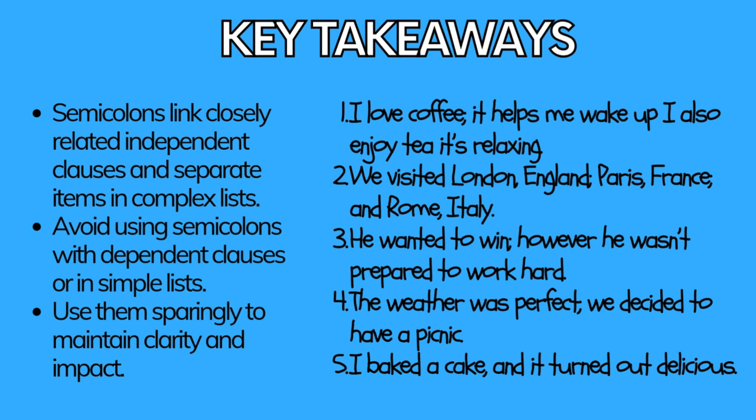Number 4: the weather was perfect; we decided to have a picnic. The semicolon comes between perfect and we, and it links two closely related independent clauses. Number 5: I baked a cake, and it turned out delicious. No semicolon is needed here because the sentence uses a coordinating conjunction, and, with a comma.